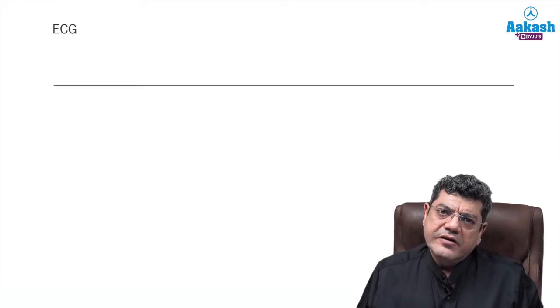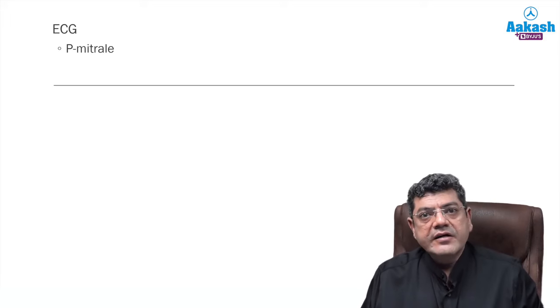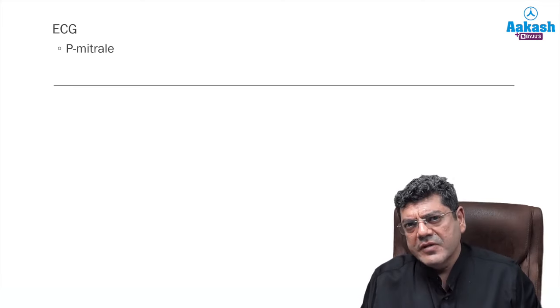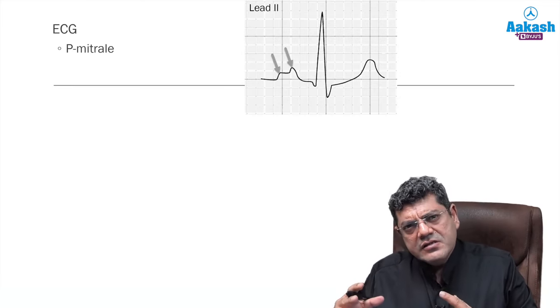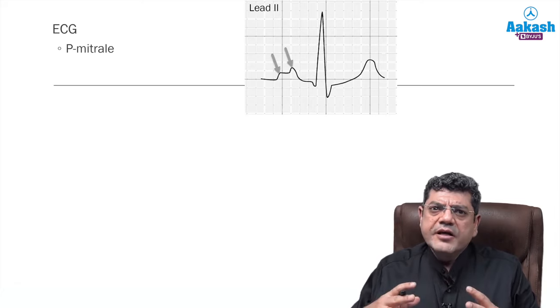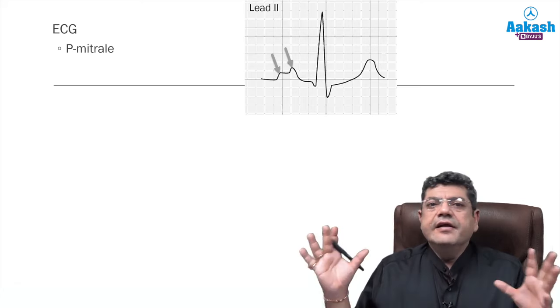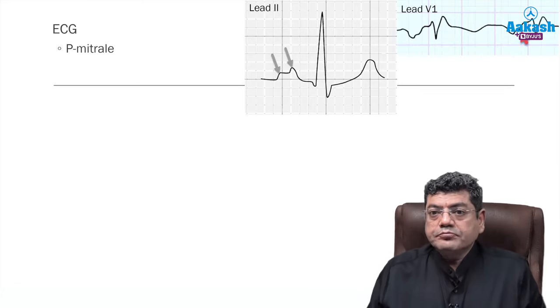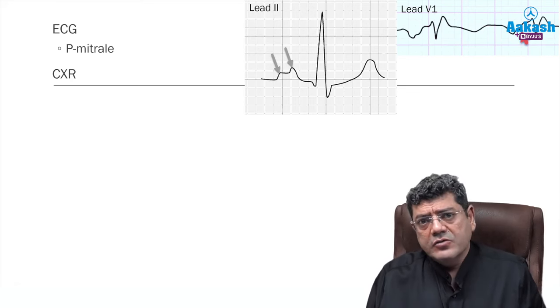ECG, again, left atrial enlargement. So you get a P mitrale as we discussed with mitral stenosis. The natural history: pulmonary hypertension will develop, but very late in the course. Okay. Early on, it's just a volume overload.